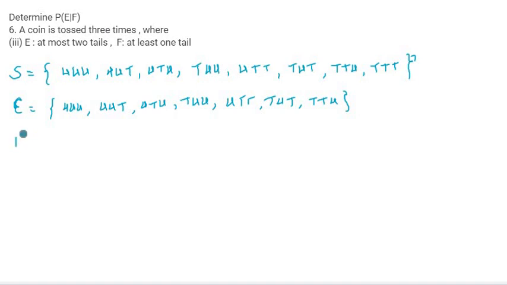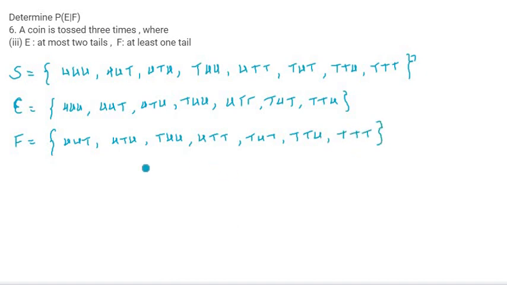What is event F? Event F is at least 1 tail, that is minimum 1 tail. So with minimum 1 tail, we will start with the 1 tail case: HHT, HTH, THH. Then the 2 tail case: HTT, THT, TTH. And the 3 tail case: TTT. So this is event F. Now we have to find P of E given F.